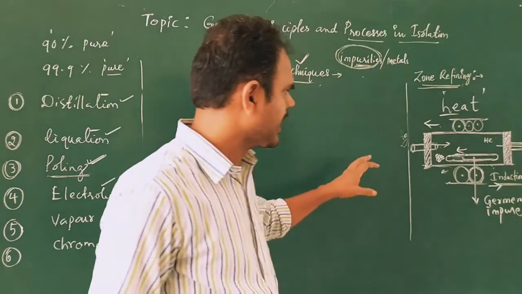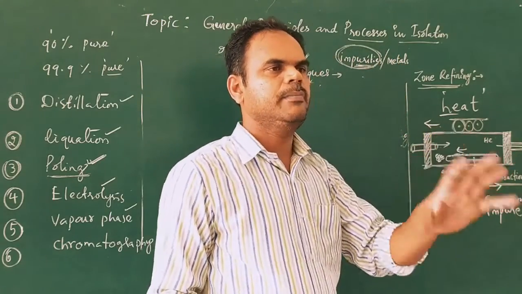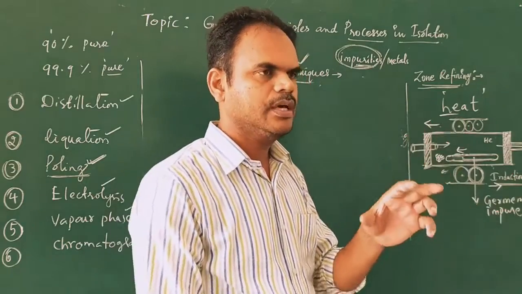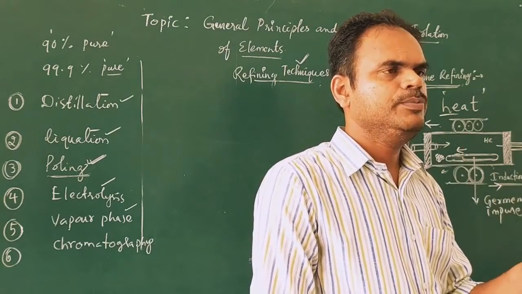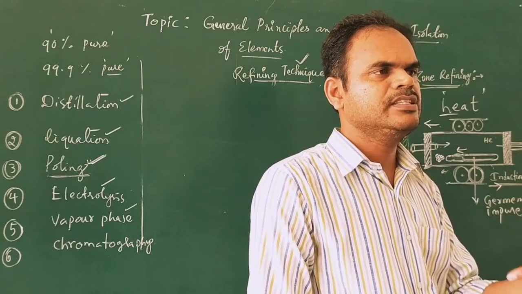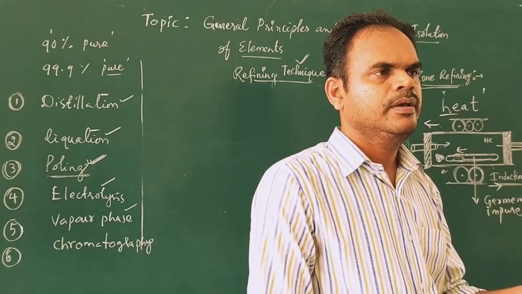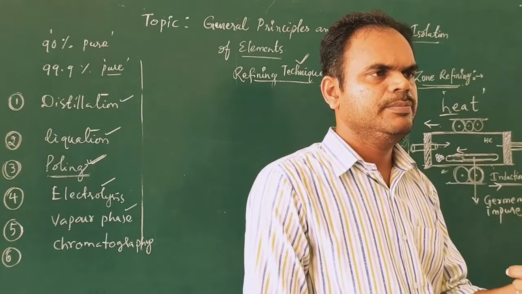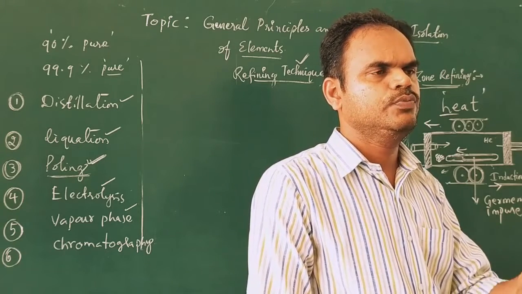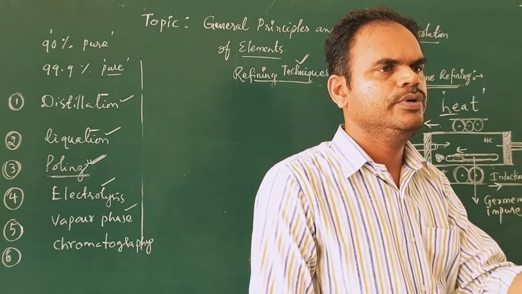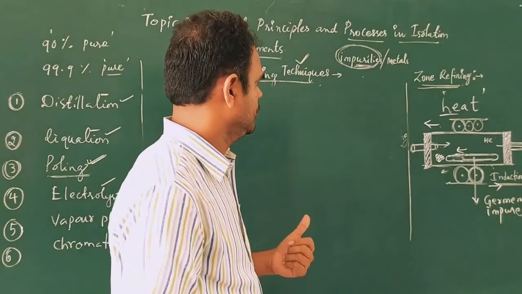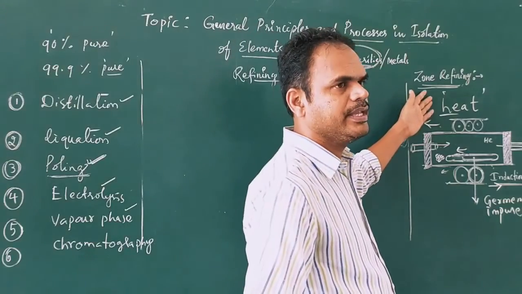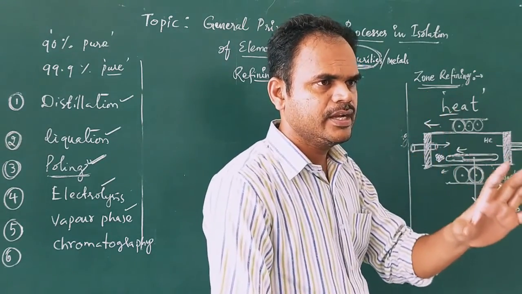This process is carried out in a cylindrical chamber in which noble gases are filled. What happens if you do this process in the presence of oxygen and air? Silicon and germanium combine with oxygen to form metal oxide, so more impurities it will gain. So this is the zone refining. Is it fine, clear, understood everyone?